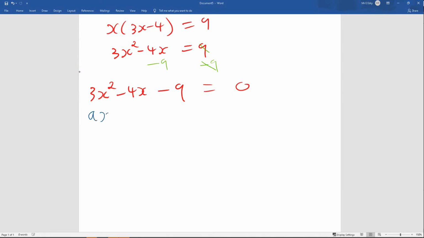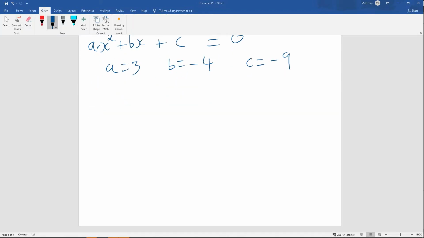So generally, a quadratic will have the form ax squared plus bx plus c is equal to 0. So I can see here a is equal to 3. It is the coefficient of x squared. B is equal to minus 4, because remember it's plus b. So here b is minus 4. And c is equal to minus 9.